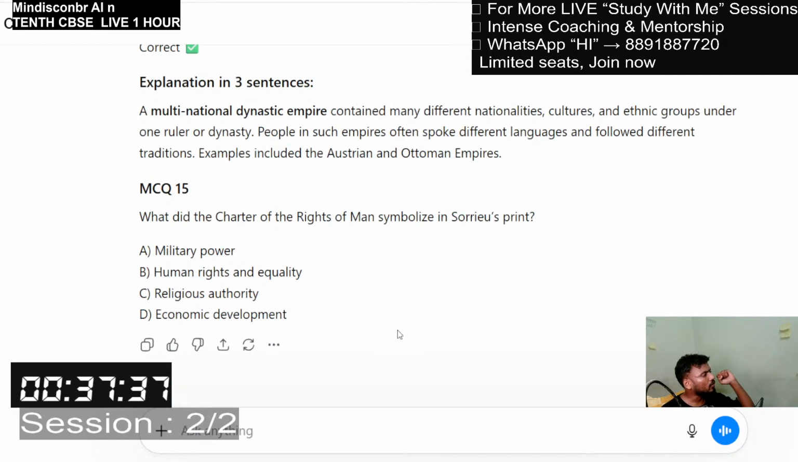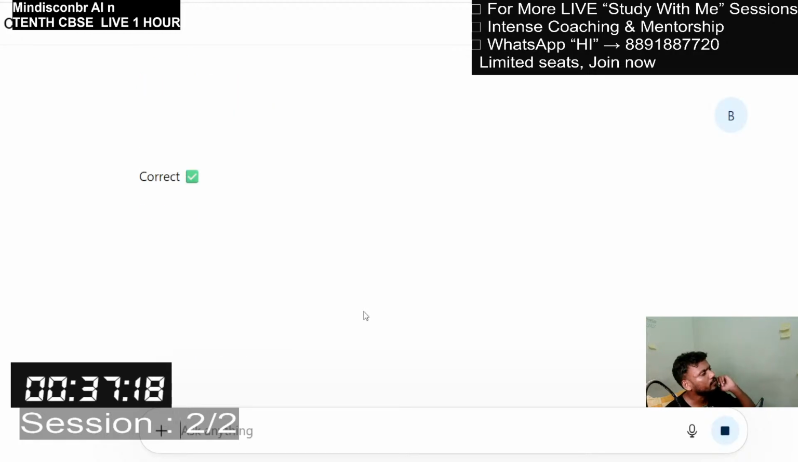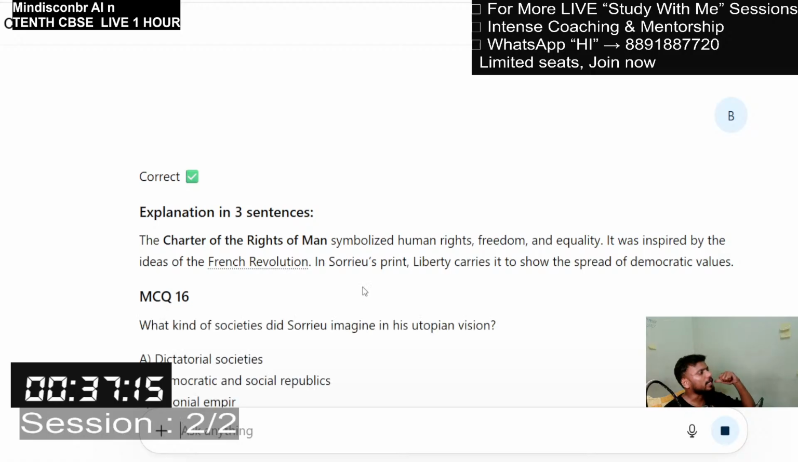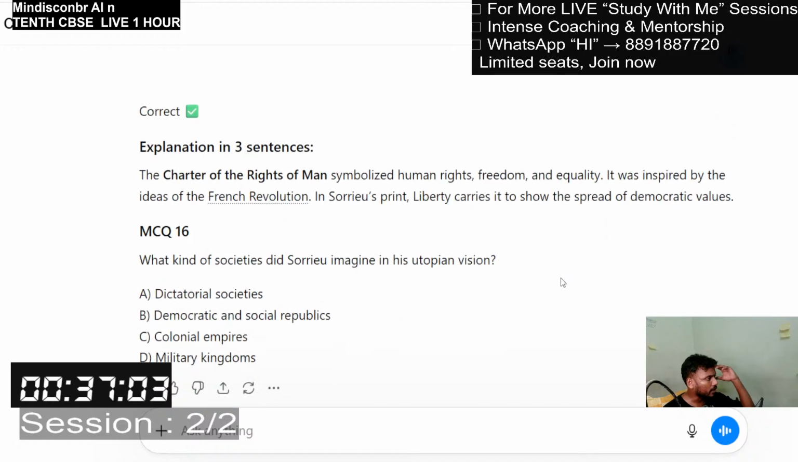What did the Charter of Rights of Man symbolize in Sorio's print? Human rights and equality. The Charter of the Rights of Man symbolized human rights, freedom, and equality. It was inspired by the ideas of the French Revolution. In Sorio's print, Liberty carries it to show the spread of democratic values.